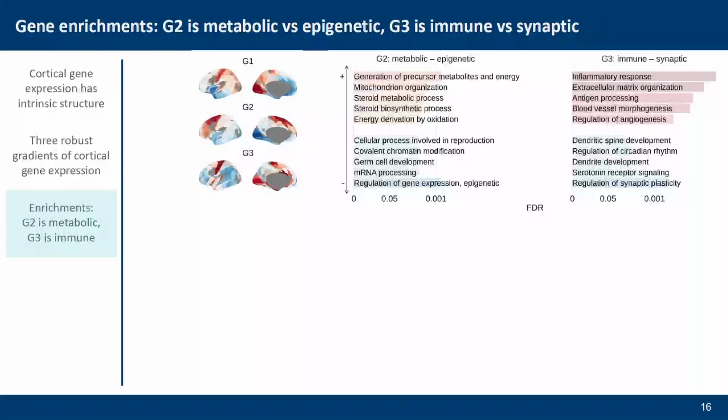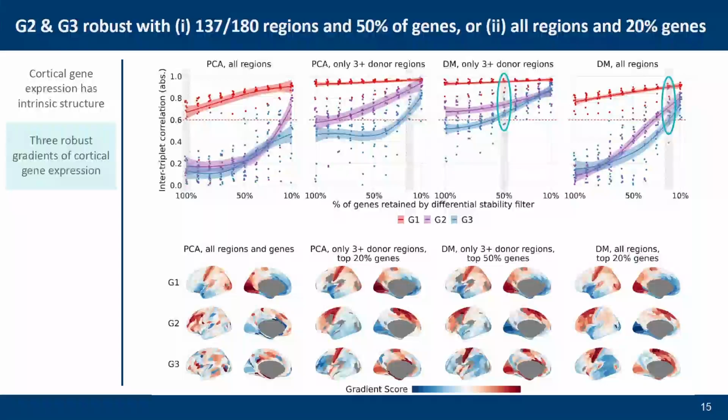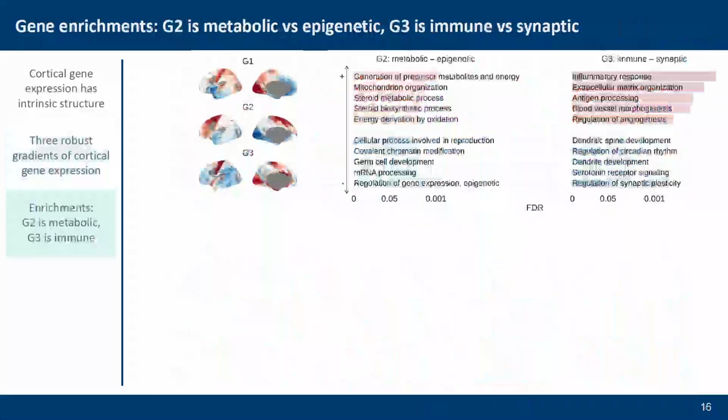And the one thing I forgot to say is that all these sets of maps with different parameters are very highly correlated with each other. It's about 0.9. So it's just a different trade-off between whether we filter genes or regions to get the same result. And when you look at the gene weights from those maps, we find that the second gradient is very strongly enriched for metabolic processes in the positive end and epigenetics at the other.